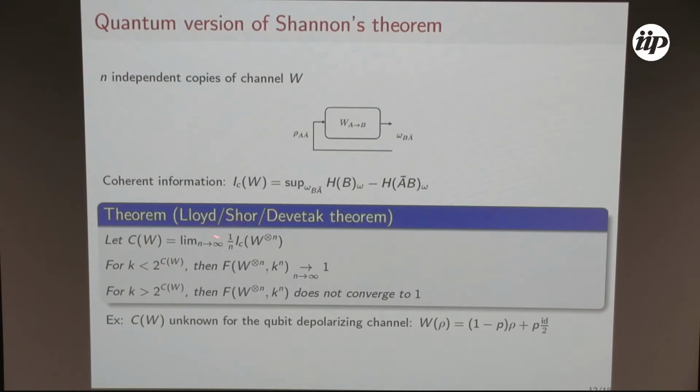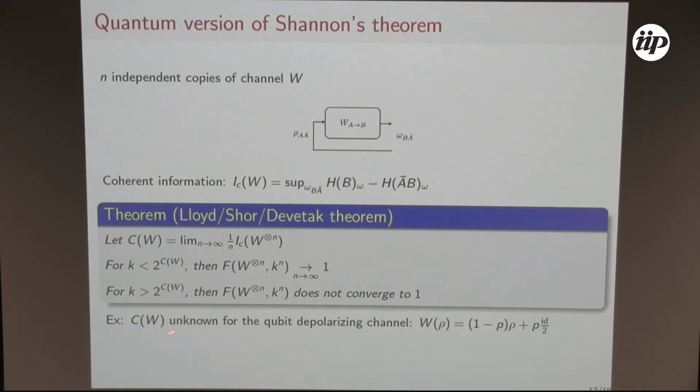But now the capacity is not given by the simple formula IC of W. It's given by this regularized formula where you have to take the limit when n goes to infinity of 1 over n times this quantity evaluated on W tensor n. So this means that in general we don't know how to compute it. For some special channels we know that you don't need this limit, in the sense that this is equal to IC of W. So this quantity is actually additive.